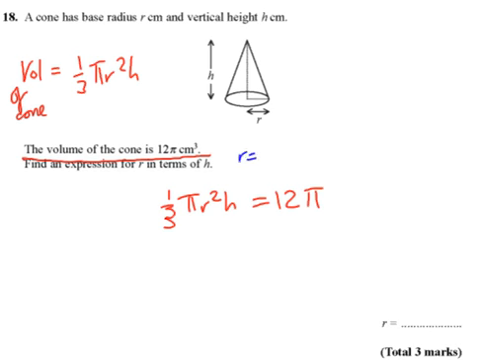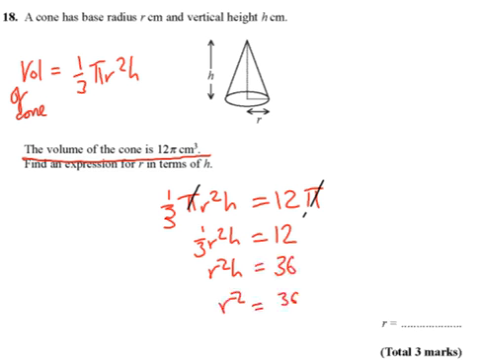Well, it tells you that at the end of the question. That's obvious. So now we've got to try and simplify and make r the subject. Well, first thing we can do is divide both sides by pi. That gives us a third r squared h equals 12. We can then multiply both sides by 3. That gives us r squared h equals 36. Divide by h, we get r squared equals 36 over h.